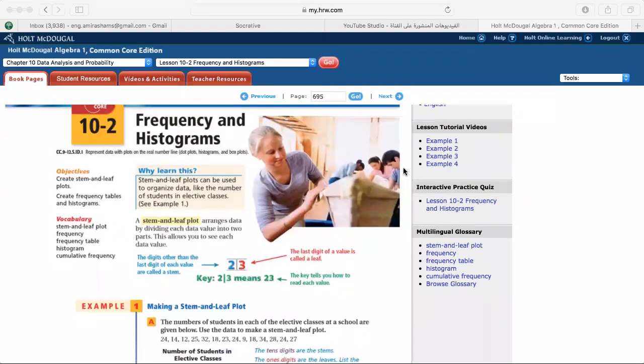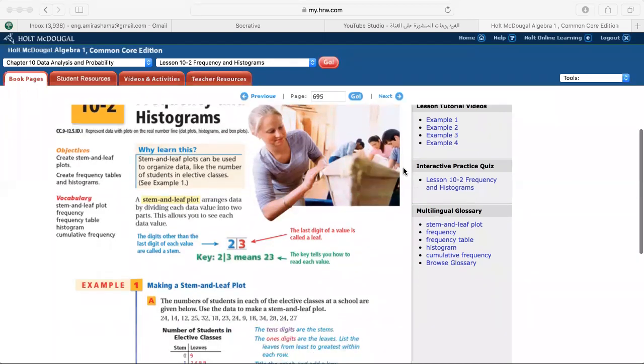Now we're going to review 10.2, frequency and histograms. This lesson, I'm going to read it first, then I'm going to solve more because stem and leaf is an important part here.